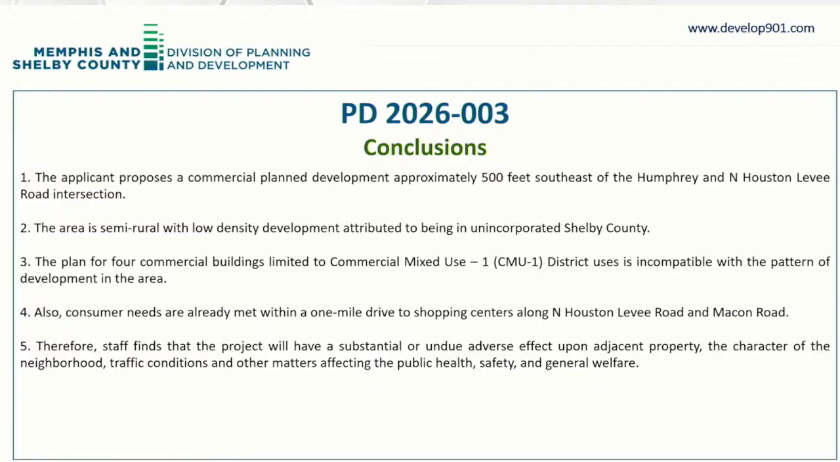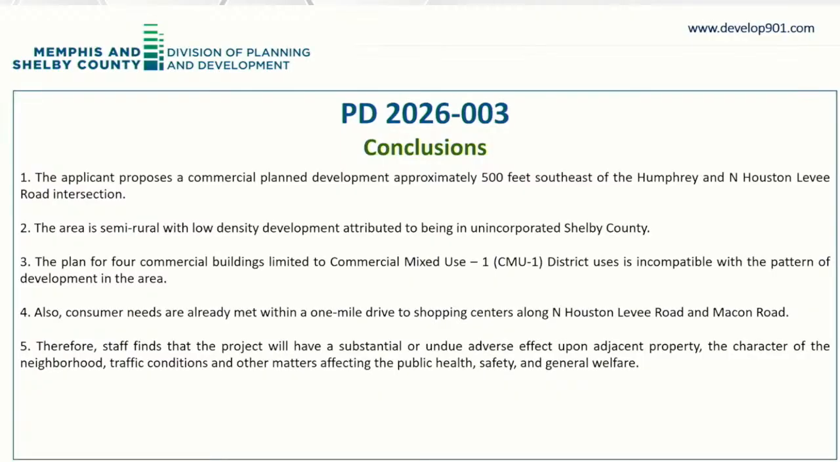So just to reiterate what is in the staff report, the applicant is proposing a commercial plan development, and this is a semi-rural area with low density, and that is because it's also in unincorporated Shelby County. The plan is for 4 commercial buildings, and it will be proposed to be limited to the commercial mixed-use 1 uses. However, this is an incompatible pattern for development in the area.